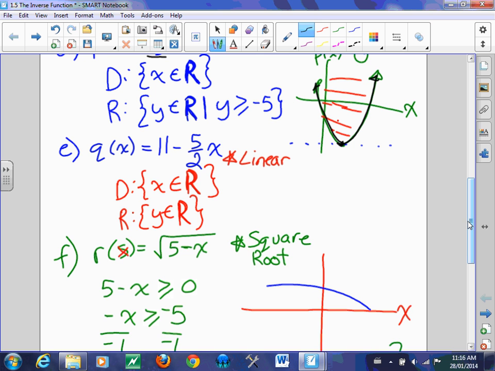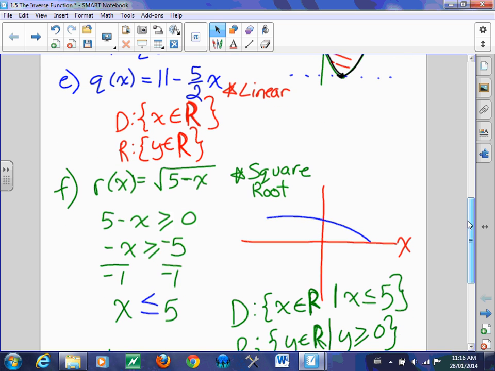Okay, looking at e, ladies and gentlemen, q of x, it's a linear relation. So again, you've got a slope, so domain and range both belong to a set of real numbers. No restrictions there. All right, taking a look at f, I believe by accident I wrote down an s, and it should be an x, am I right? Okay, so let me just fix that. Okay, so r of x, and again, it's a square root function.